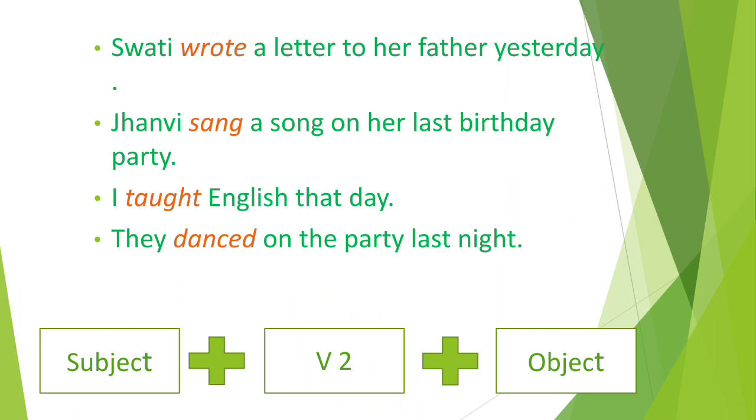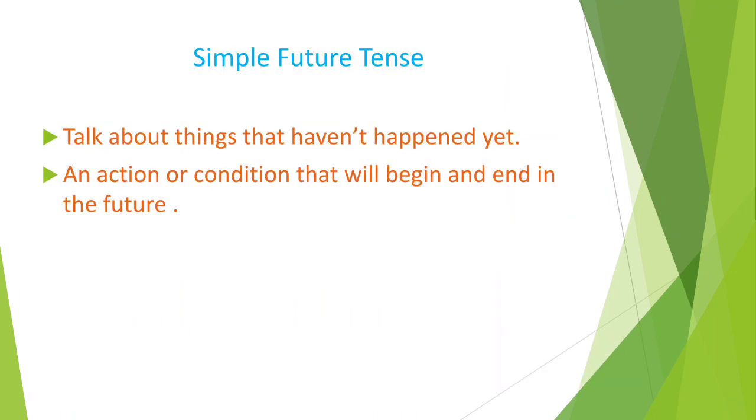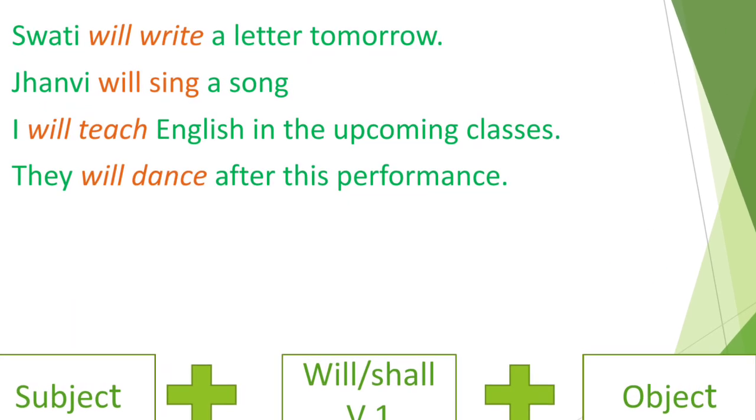Let us now move towards simple future tense. Simple future tense talks about things that haven't happened yet, an action or condition that will begin and end in the future. So, in a simple sentence, an action which describes future time is simple future tense. Let's see an example.